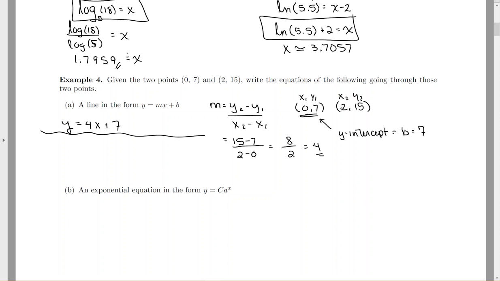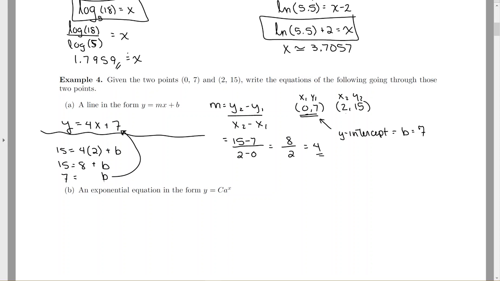And if you didn't see to do that, you could also find it this way. Just plug in either of the 2 points, it doesn't matter which one, in for y and x. So my slope is, again, 4. My x I'm calling 2. And then solve for b. So I get b equals 7 that way as well, and then it would go right in.